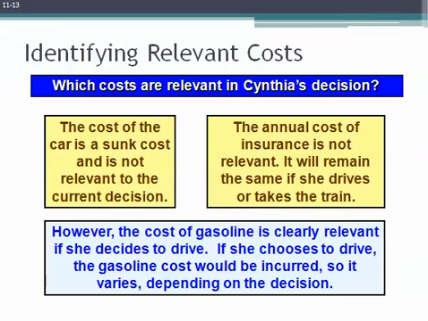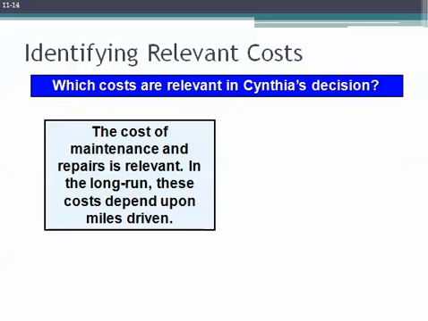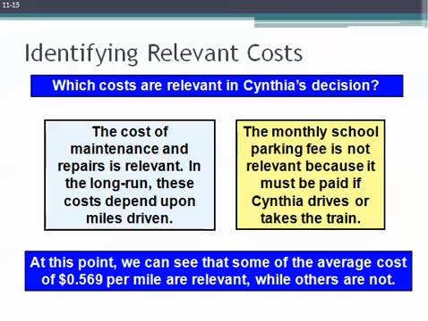However, the cost of gasoline is clearly relevant if she decides to drive. If she drives, the gasoline cost will be incurred, but if she takes the train, she won't incur the gasoline cost. So, since it varies depending on the decision, it is a relevant cost to Cynthia's decision. The cost of maintenance and repairs is relevant because in the long run, the cost for maintenance and repairs will depend upon the miles that we drive our car. The monthly school parking fee isn't relevant because we're going to have to pay our monthly parking fee at school whether we drive or take the train.